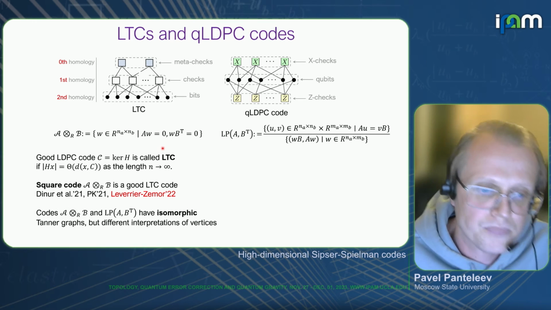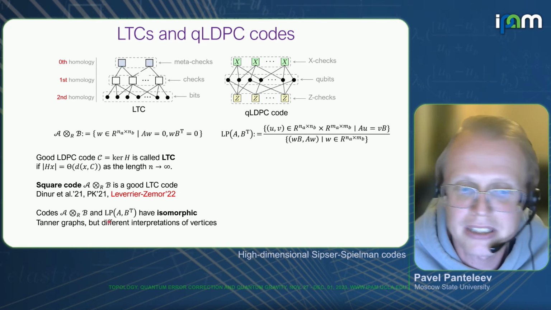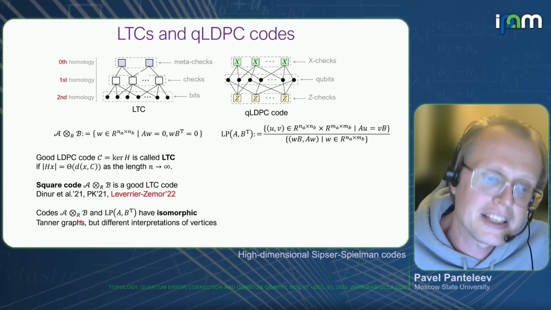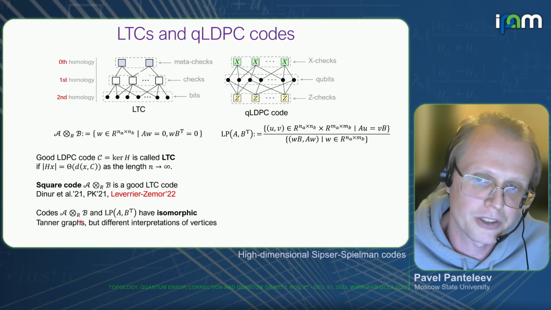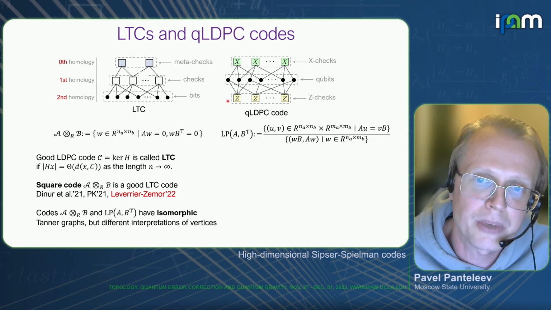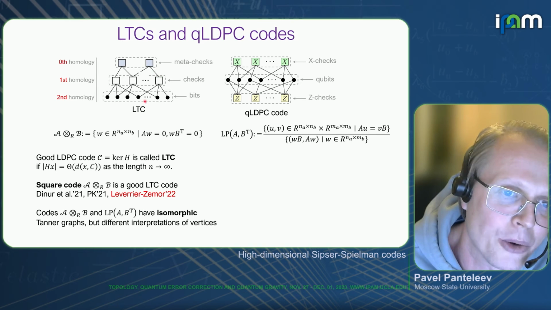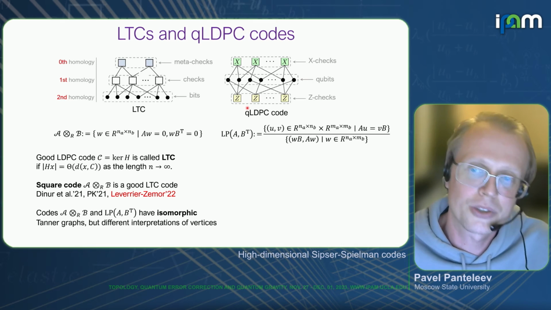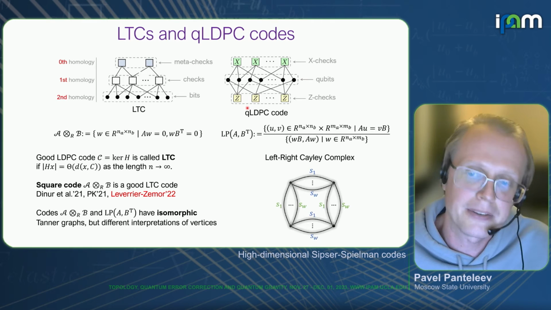What I should say is that these codes, though they look different, are very similar. They have isomorphic Tanner graphs, but we just use a different interpretation of vertices. So we have the same graph, but we assign the roles differently. Here I showed how we assign the roles for LTC, and here how we assign the roles in the qLDPC case. And in all these cases, you can use this left-right Cayley complex.